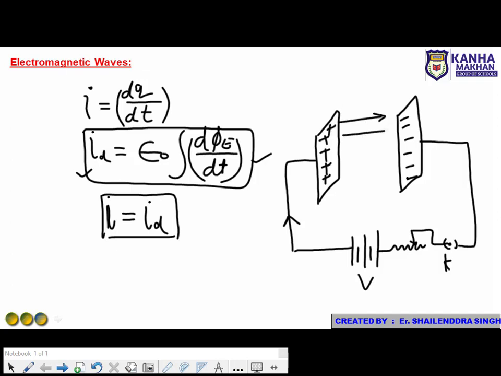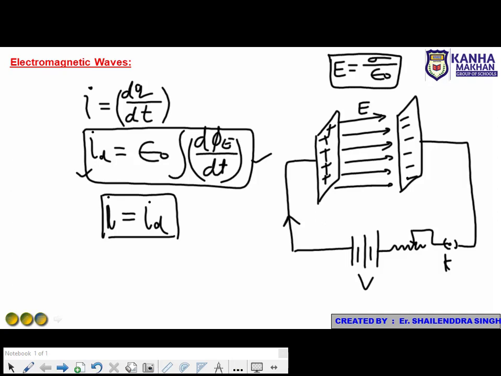An electric field between the plates must be set up, and its strength will also increase, because you know very well the electric field intensity is equal to sigma upon epsilon naught for a plate. For a sheet it is sigma upon 2 epsilon naught, and for a plate it is sigma upon epsilon naught. So here you can write the rate of change of electric flux. Electric flux means the total number of electric field lines passing through a given area. The rate of change of electric flux is responsible for the production of displacement current.